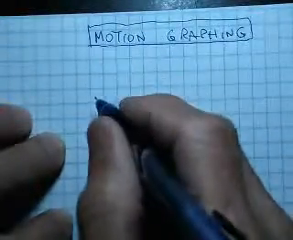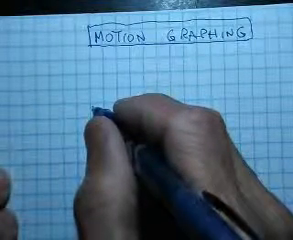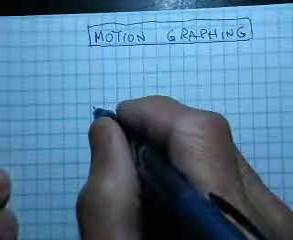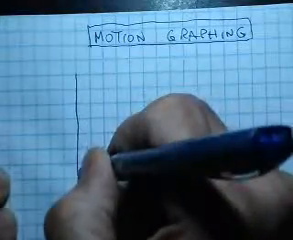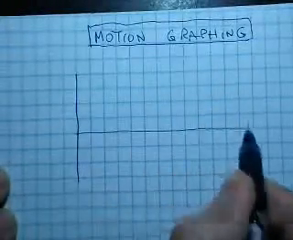There's three different kinds of graphs that we're going to be looking at. We'll start with the easiest one first, like we did with the motion detectors. We'll start with the position versus time graphs first. So I'll make an example of a position versus time graph. That might be a y-axis. That might be an x-axis, like that.